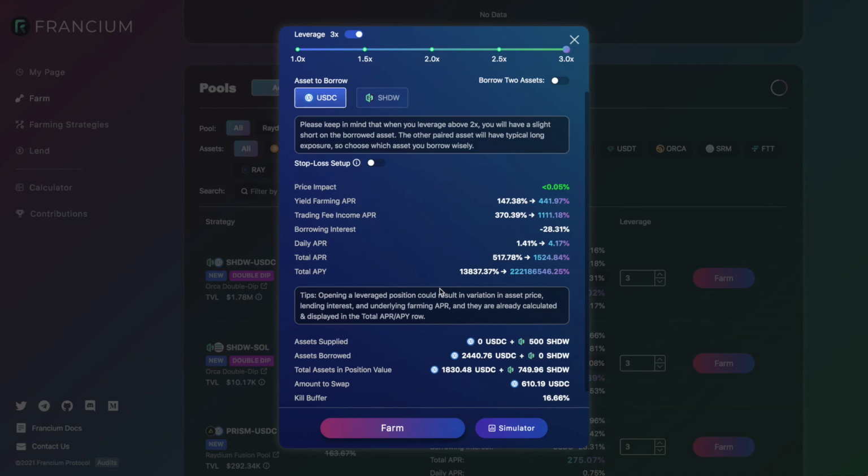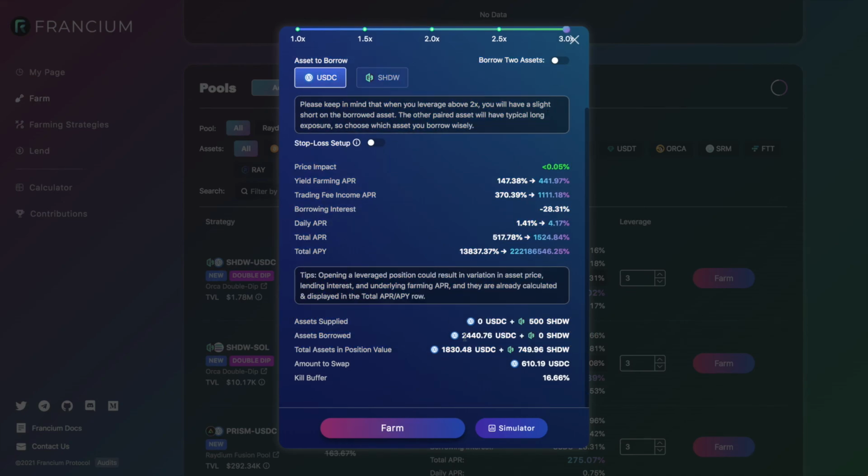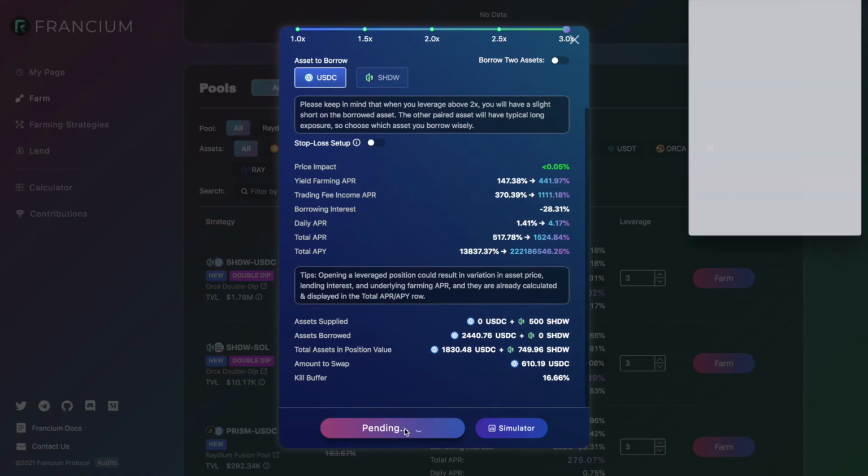We're borrowing USDC. It gives you the breakdown of assets supplied. You can see I'm borrowing only USDC, no Shadow, and then it's auto swapping between USDC and Shadow tokens. My kill buffer will be 16.66%, and my total APY will be 222 million %, which is pretty ridiculous. So let's go ahead and hit farm here.